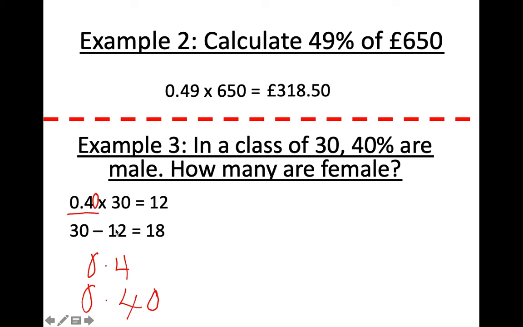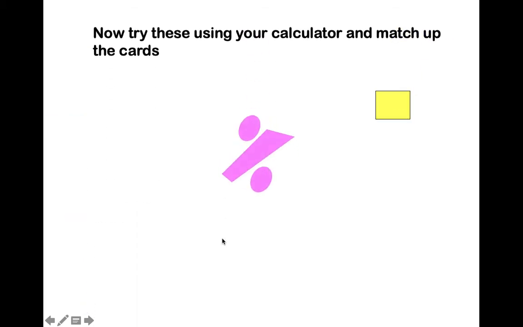This requires you to do one more step because it asks you how many are female. So you could then do 30 minus 12 because the 12 represents 40% and then the 18 represents the amount left over, which is 60%.